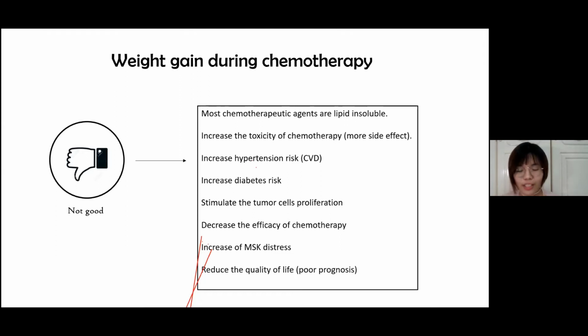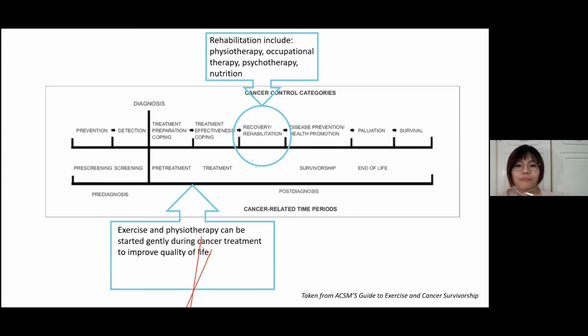So it will trigger and cause a lot of knee pain and pressing on the knee and speed up the forming of the OA. So it reduces the quality of life and gives a poor prognosis. So when should physiotherapy or rehab be included and started for a cancer patient? Actually, during the treatment or after the treatment, exercise and physiotherapy can be started gently, so we can improve their quality of life.